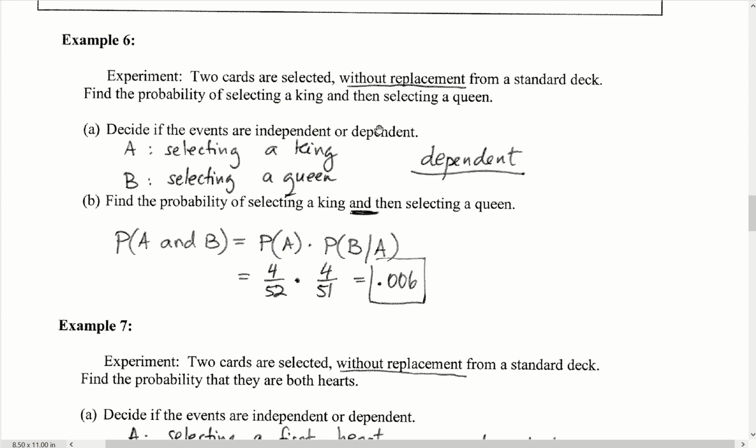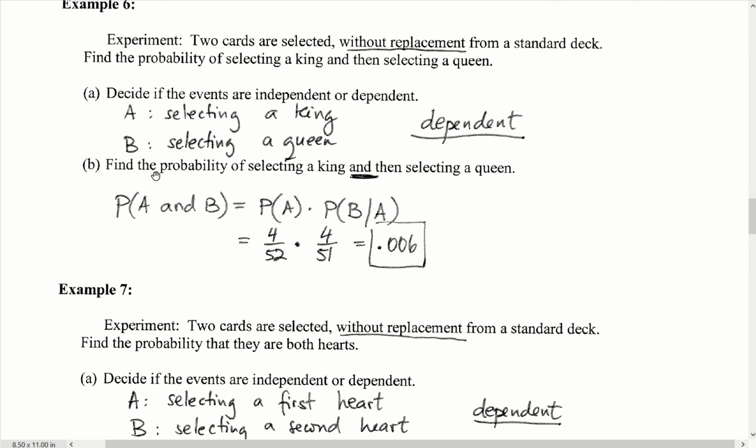Let's take a look at example 6. Suppose we're going to select 2 cards from a standard deck without replacement. Let's find the probability of selecting a king and then selecting a queen. Again, because the selection is being done without replacement, these 2 events will be dependent events. Let's denote A as getting a king on the first pick, and let's let B be that of getting a queen on the second pick.